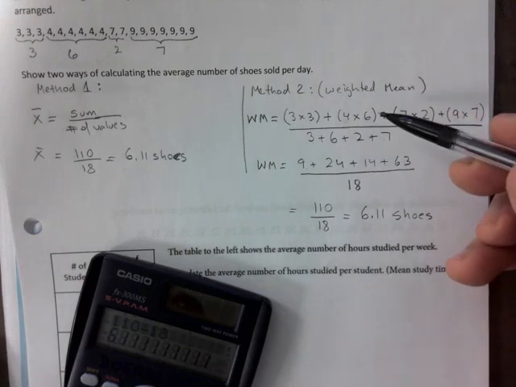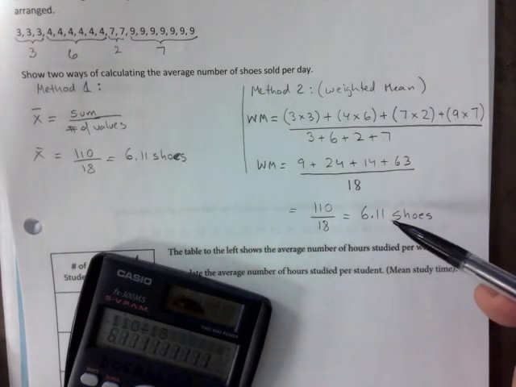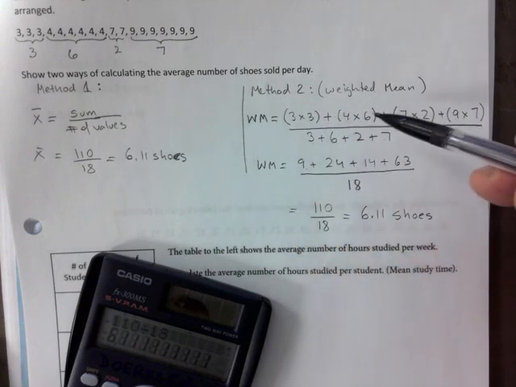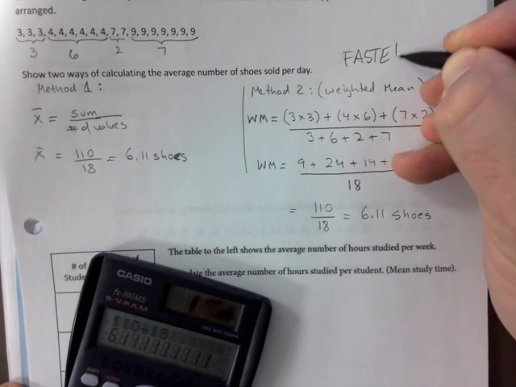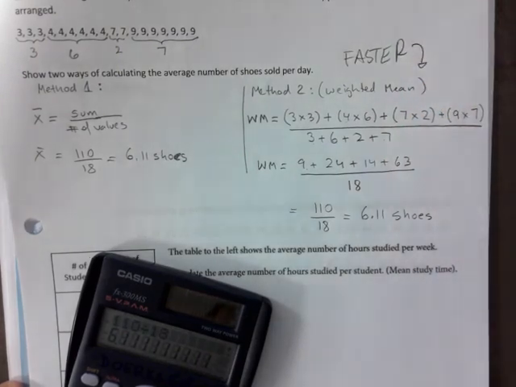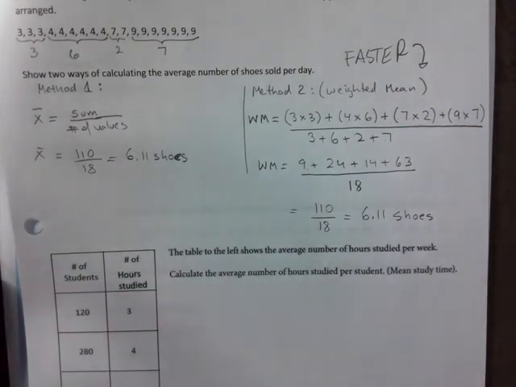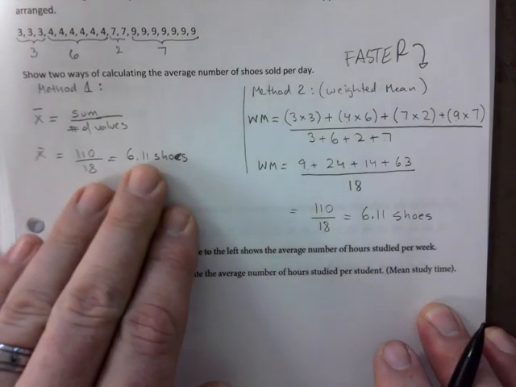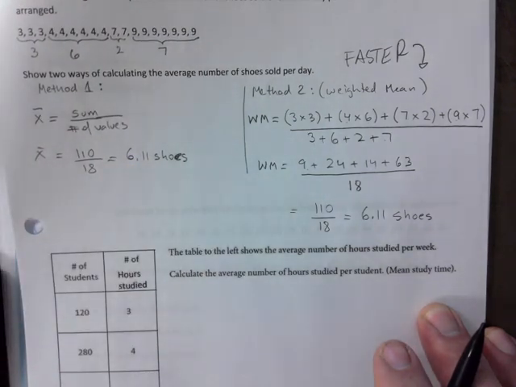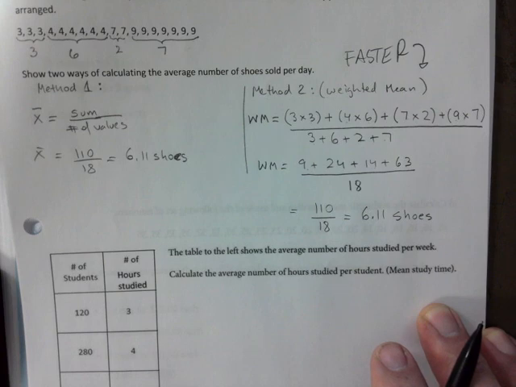So this is the weighted mean method. They give you the same answer, but this is easier and faster. I will say it's faster to do it this way, especially if there's repetition. If there's no repetition, then you probably want to just stick with the other method. But if there is repetition, obviously you want to consider the weighted mean method.